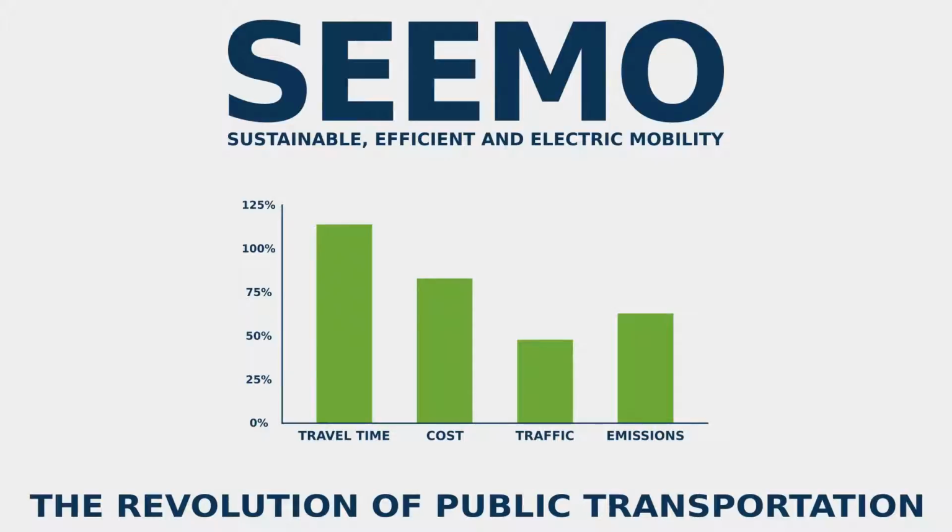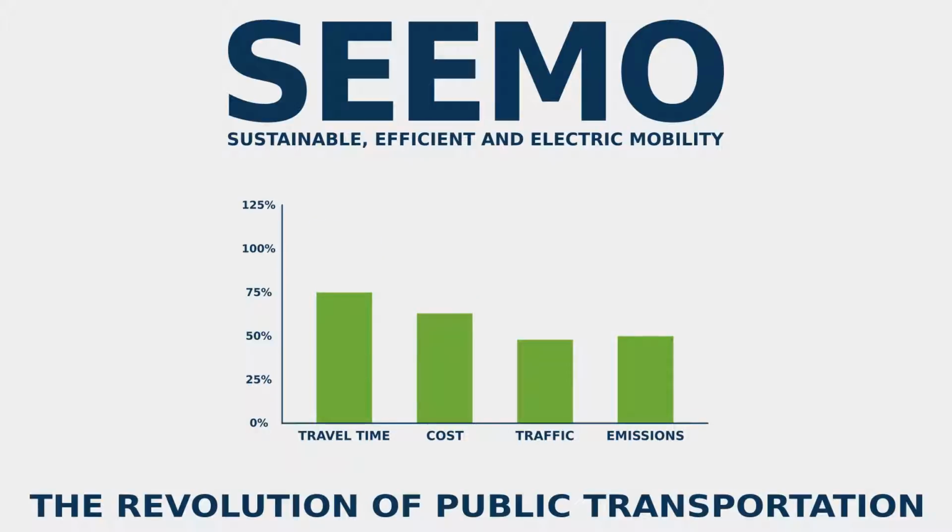These results are amazing. Compared to private vehicles in the second scenario, Seemo requires just 14% more travel time, but reduces cost by 17%, emissions by 37%, and distances by 52%. On top of that, we have to keep in mind that the performance of private vehicles in the second scenario only improves over the first scenario because of Seemo. Without Seemo, the private vehicles would perform as bad as in the first scenario.